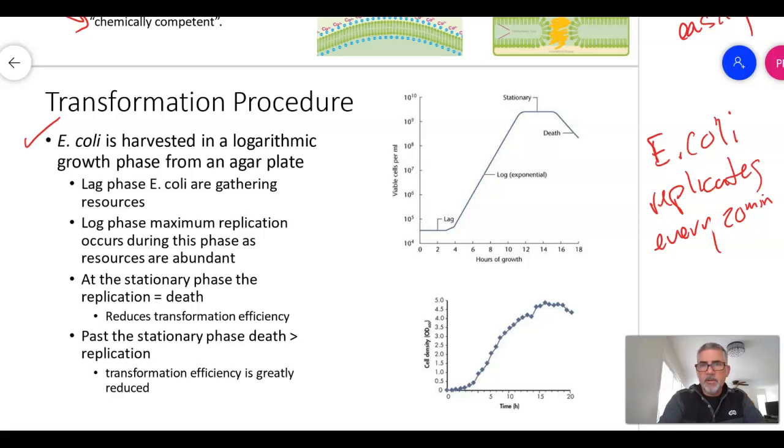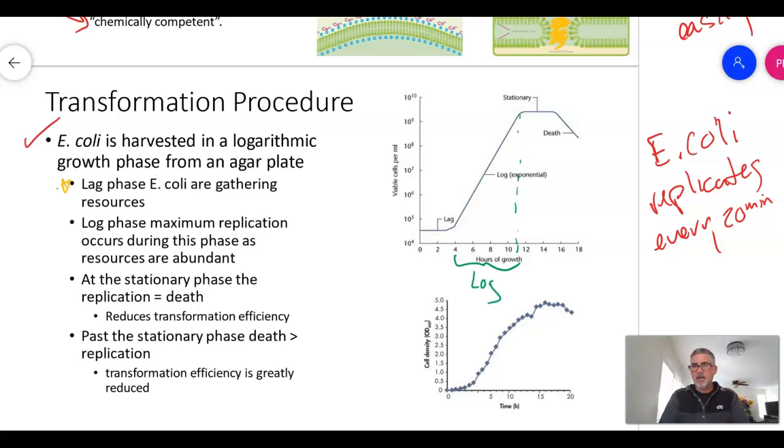So the first up to 4 hours is called the lag phase, right? So if you look at the graph, about the first up to 4 hours is called the lag phase, and that's right here. It's a slow growth because E. coli are just gathering resources. But if you look at between hours 4 and, let's say, 12, so 4 and 11 hours, right? Between this, this is my log phase, right? And then I have exponential growth.